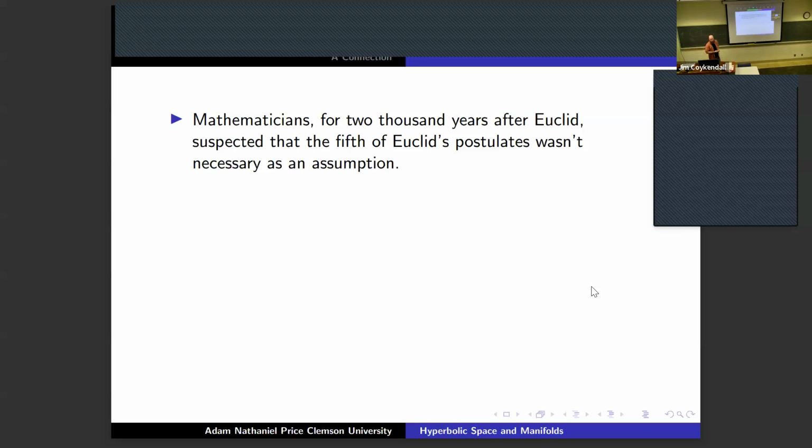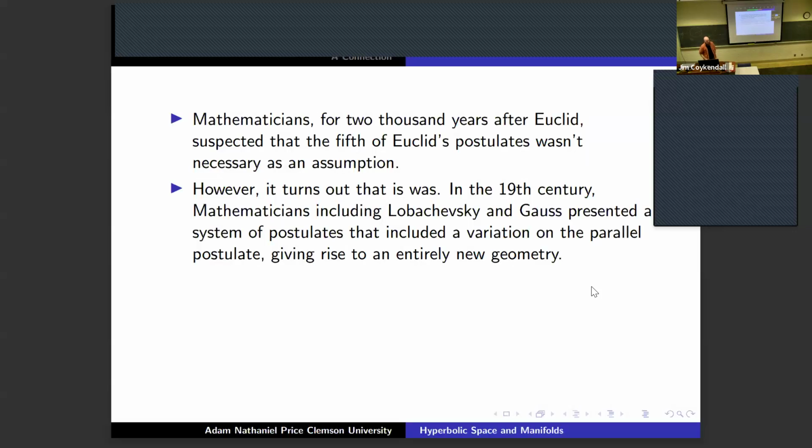Now, for a long time, mathematicians suspected that the fifth postulate, the parallel postulate, wasn't necessary as an assumption, that you could prove it from the others. But it turns out that you do need it. In the early 19th century, mathematicians, including Lobachevsky and Gauss, presented a system of postulates that included a variation on the parallel postulate, giving rise to an entirely new geometry. This is this thing.